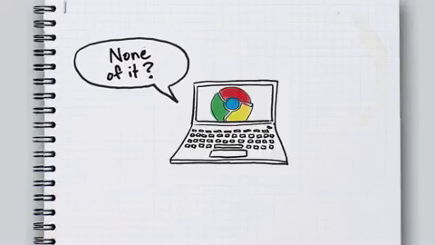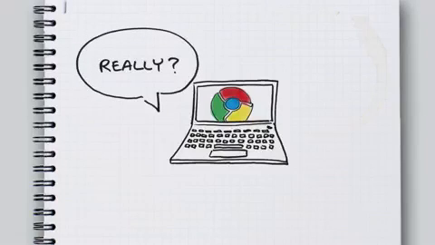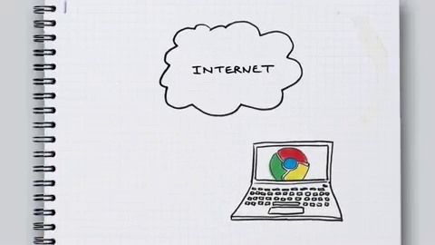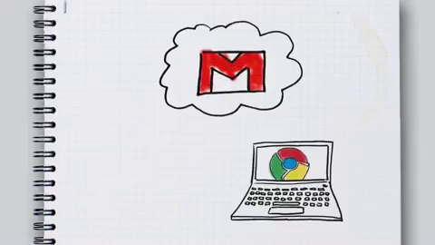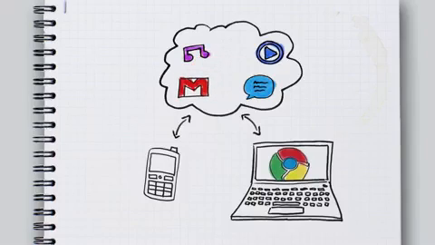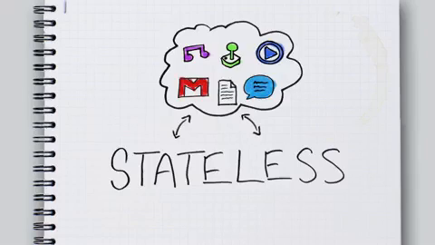What? None of it, you ask? Yeah, none of it. Really nothing? Yeah, nothing is stored on your computer. Well, where is it? It's on the internet. You know, like when you access your emails from your computer and your phone. The email, it isn't stored on either device. So if everything's stored on the internet, then your phone, your computer, all of these devices are what people call stateless.